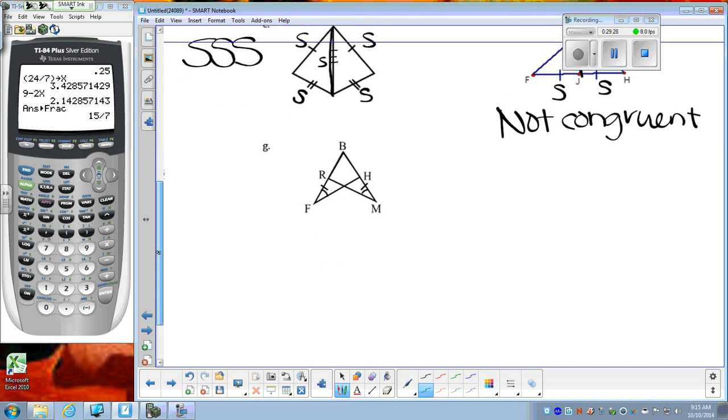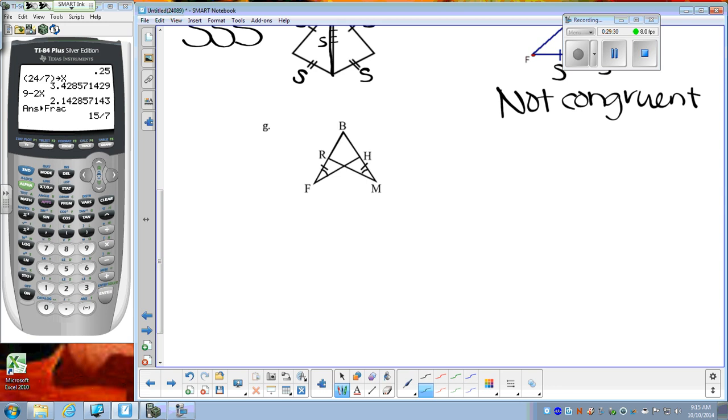In G, I have some overlapping triangles, so I'm going to look at what I've got. I have an R, S, I'm going to label this O.